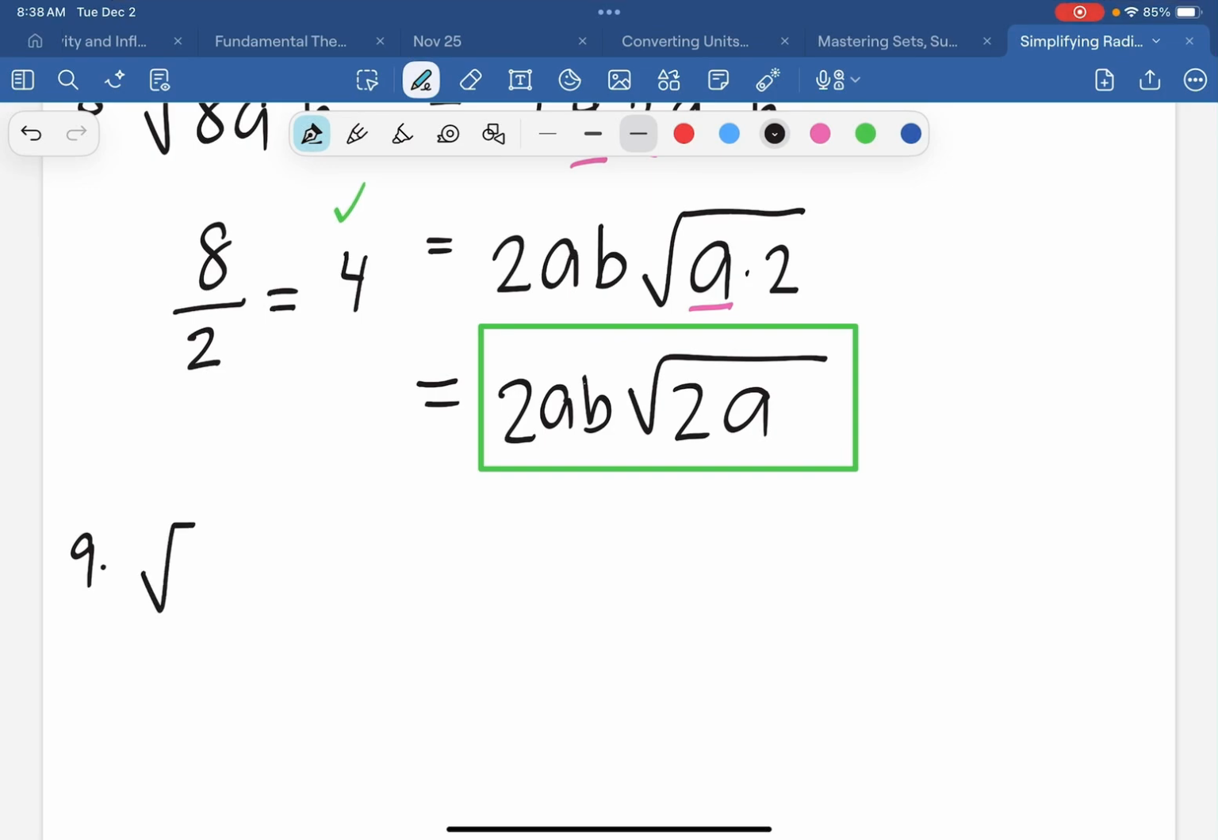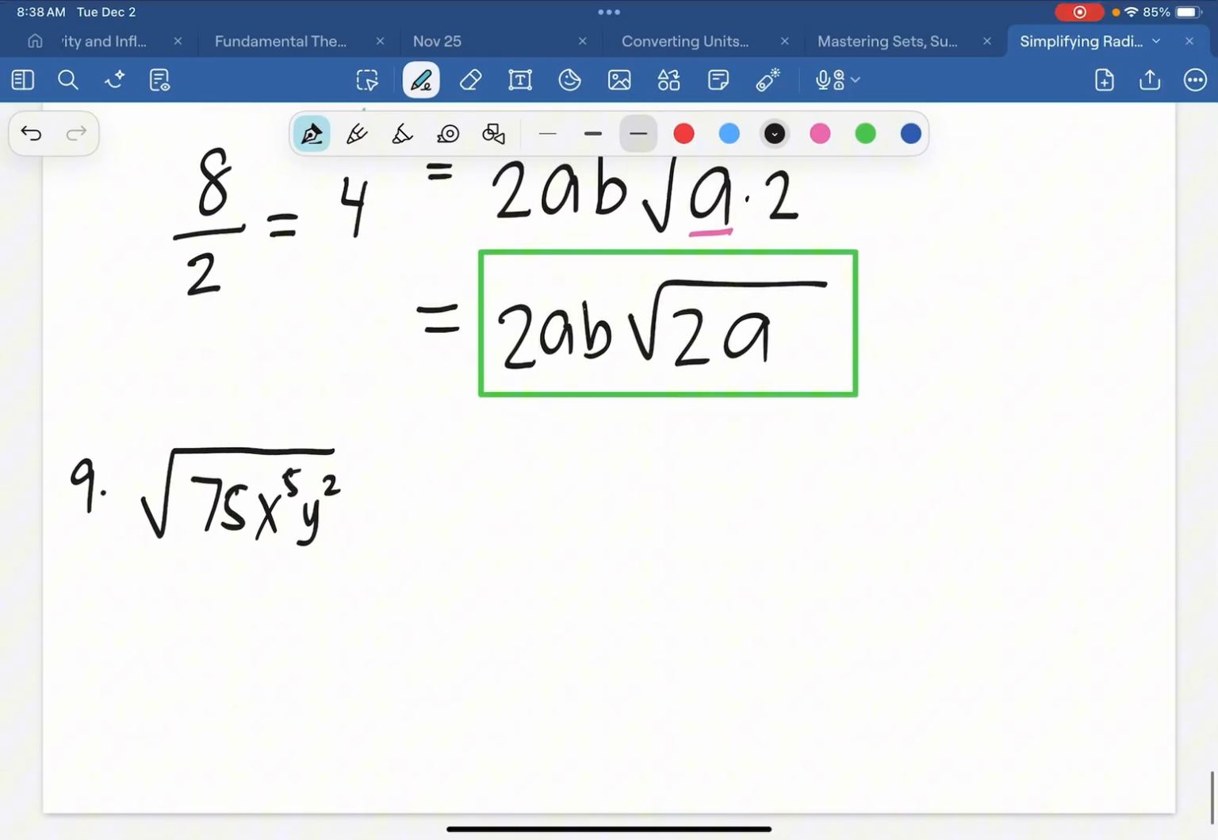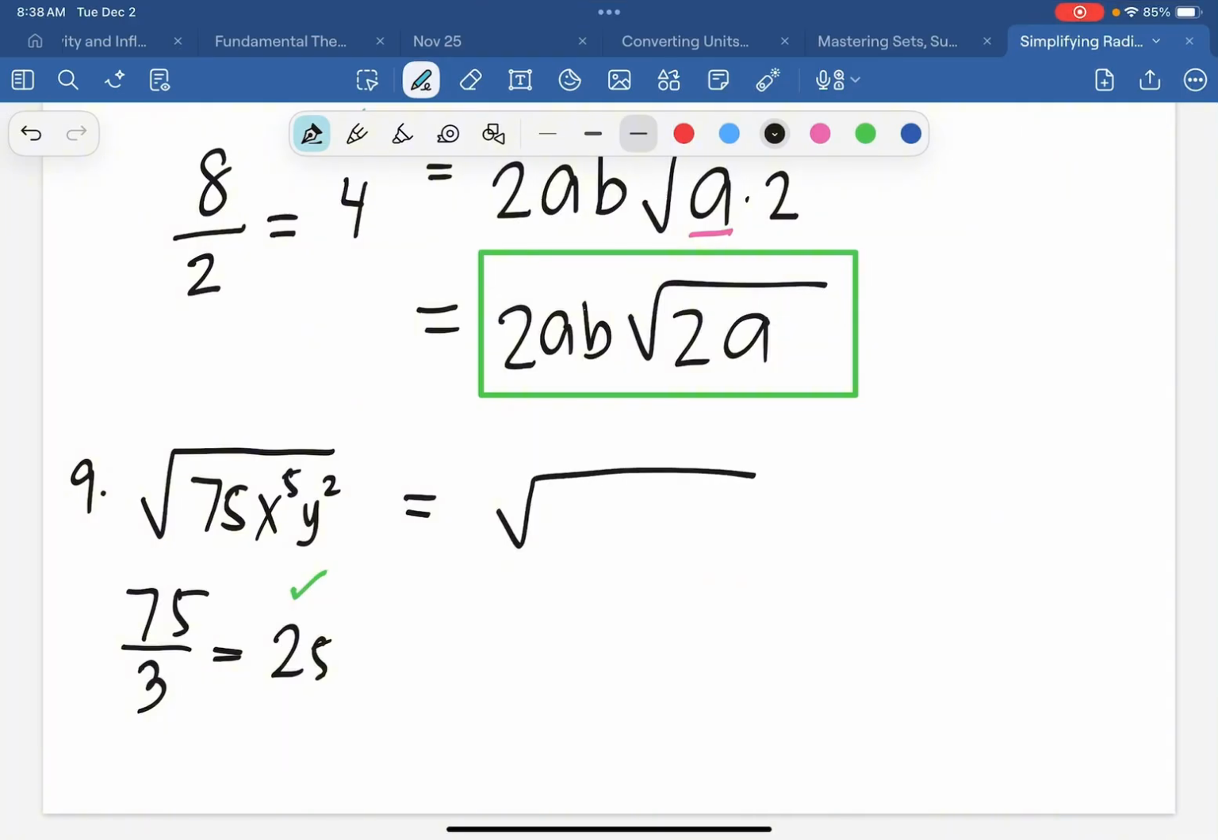Next, let's have the square root of 75x raised to 5 y squared. So let's try to divide 75 by 2. Obviously, it's not a whole number, so automatically it's not a perfect square. Let's divide this by 3. The answer is 25, and 25 is a perfect square, so that's good. So we could use this. The square root of 25 times 3x raised to 5 y squared. The square root of 25, principal root, is 5. So that means 3 remains inside.